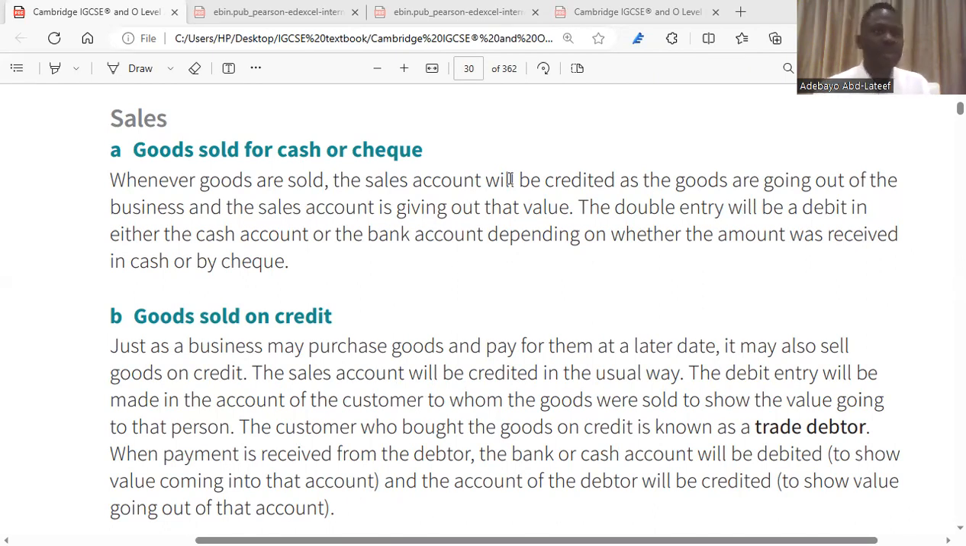Yes or no? So our bank account or cash account will have what? A debit entry. So the double entry is clear. Sales will be debit or credit entry? Cash or check, bank will be what? A debit entry. So that's what they said. Whenever goods are sold, the sales account will be credited as the goods are going out of the business, and the sales account is giving out the value. So the double entry will be a debit in either the cash account or bank account.